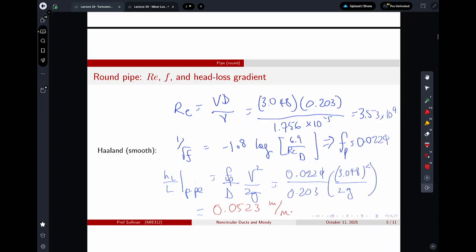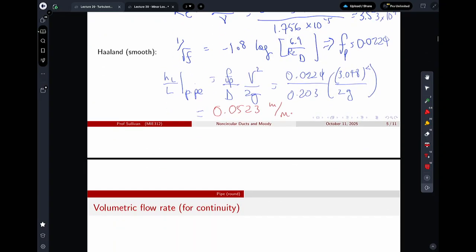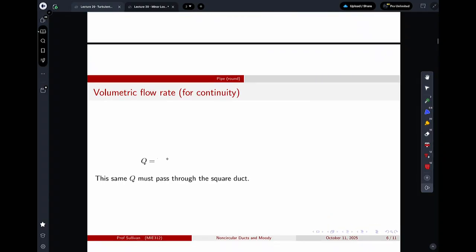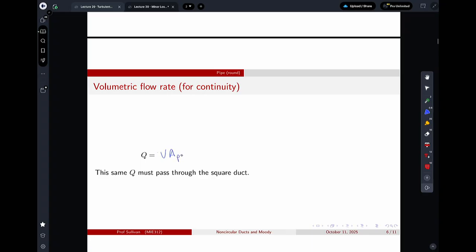Still not done, there's more to it. At this point, we need to know what the mass flow rate is, because that's what we're going to put into this. And you end up, by substituting in all the numbers, with 0.1 cubic meters per second entering into the square duct. So everything I've calculated so far is for the round pipe. Now I'm going to move to the square duct.